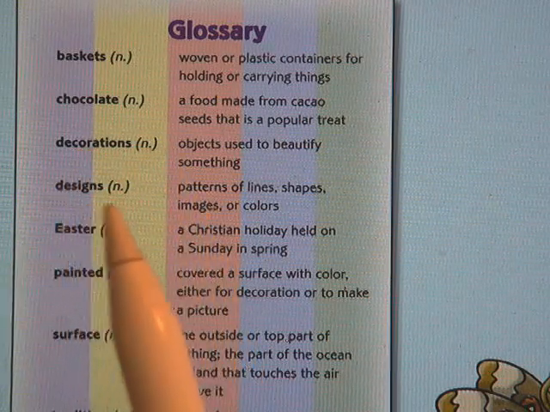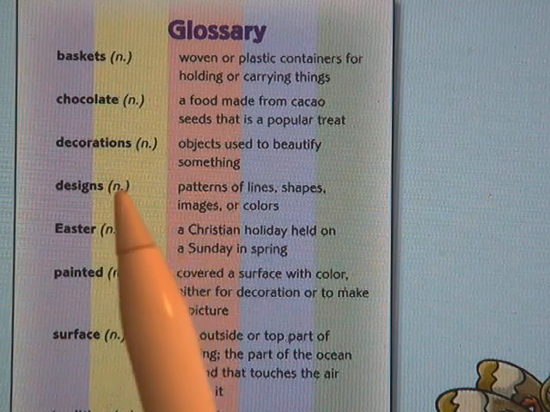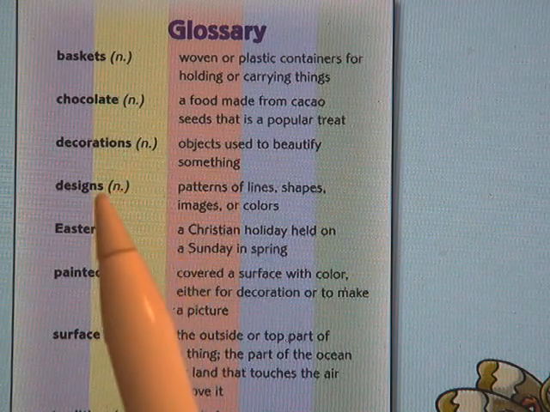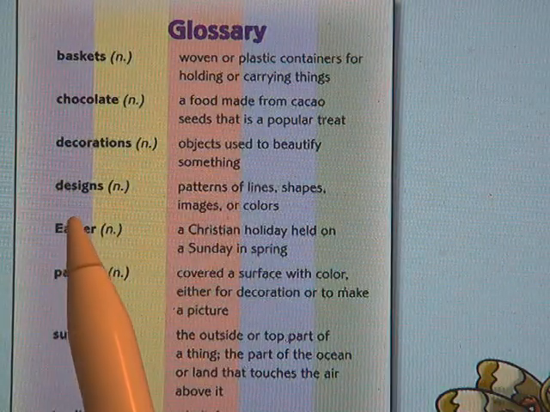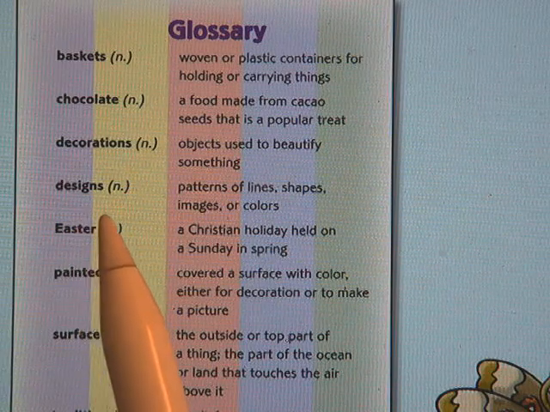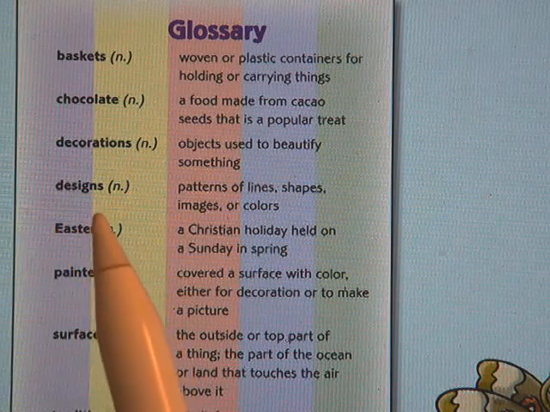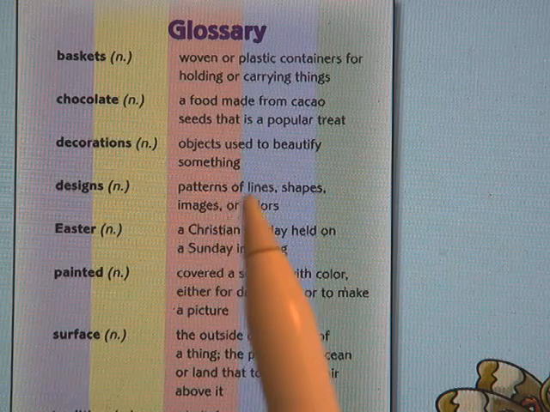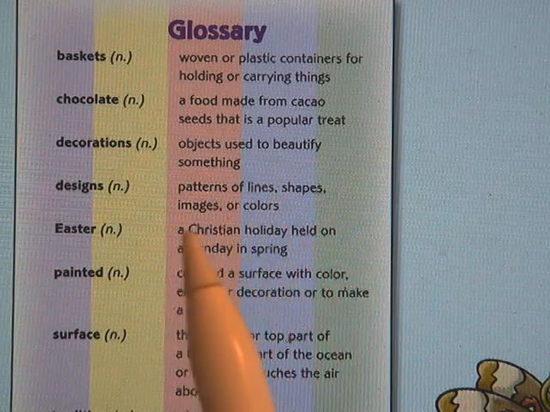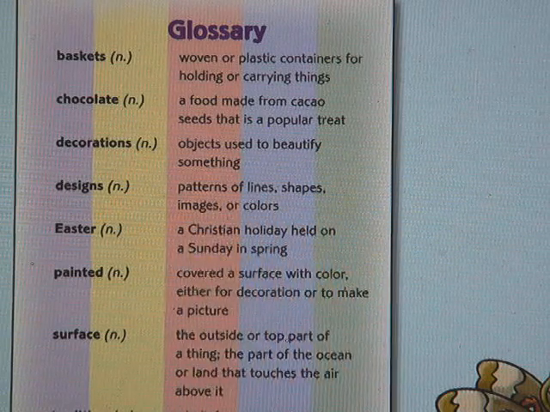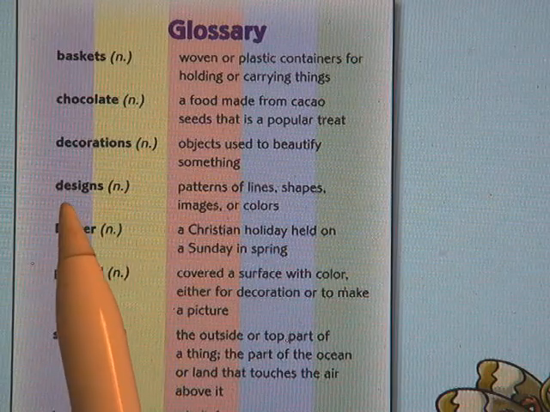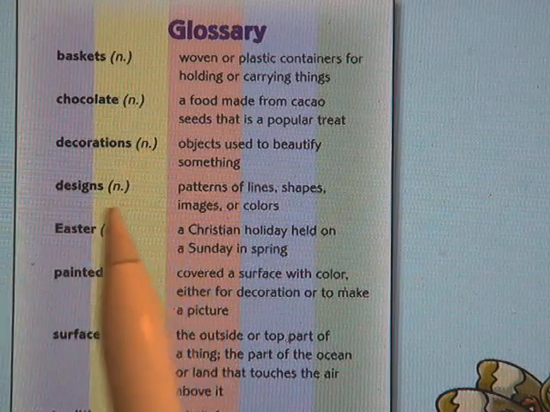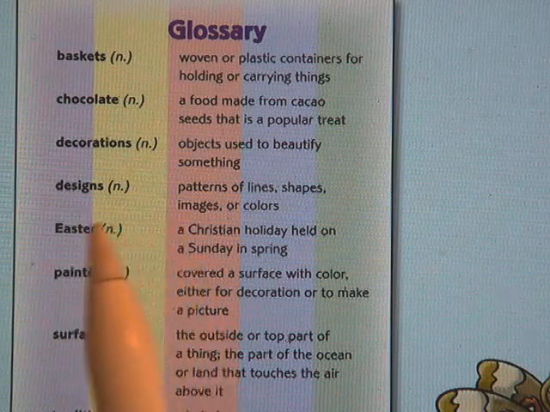Next word, say designs. Designs is also a noun and it's a plural noun. That means more than one because there is an S on the end. Let's spell it. D-E-S-I-G-N-S, and the word is design. Say it. Patterns of lines, shapes, images, or colors. So some people think of designs and put them on what during this holiday?